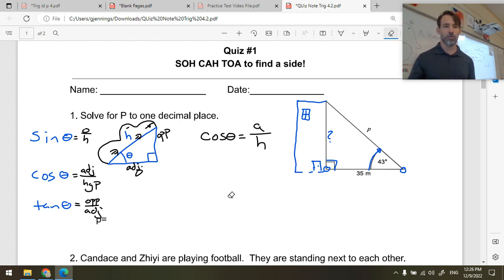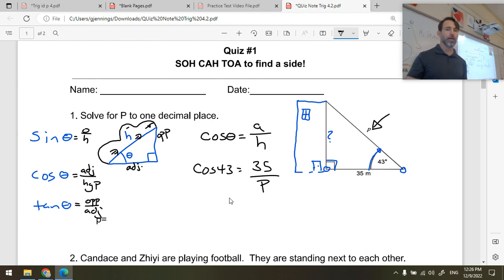So here I know the value of theta. Theta is the measure of the angle. So we're going to say cosine 43 is equal to 35, which is the adjacent, that's known, over, here's the hypotenuse P. Put that in. Now, this question is a bit challenging to solve because our unknown is on the bottom. When the unknown's on the bottom, there's kind of two roads you can go to get the unknown to the top. So let's go ahead and take a look at those two roads.